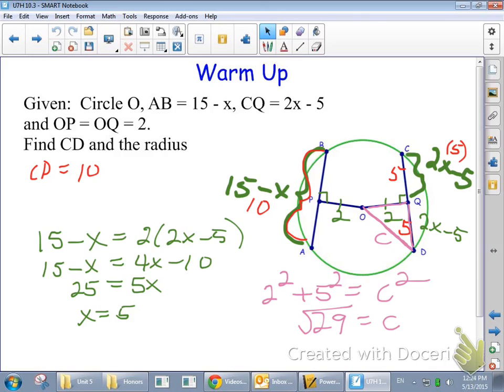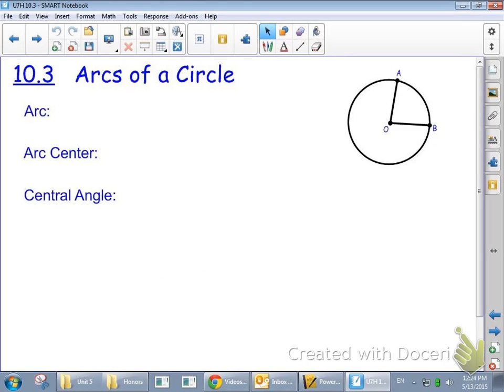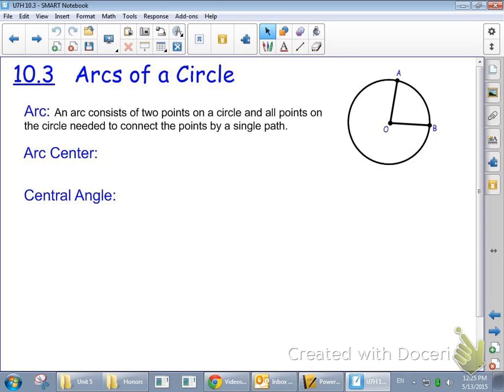All right, so let's start with the lesson. 10.3, arcs of a circle. What is an arc? I tried to save myself some time by just typing in our definitions here. An arc consists of 2 points on a circle, and all points on the circle needed to connect the points by a single path.